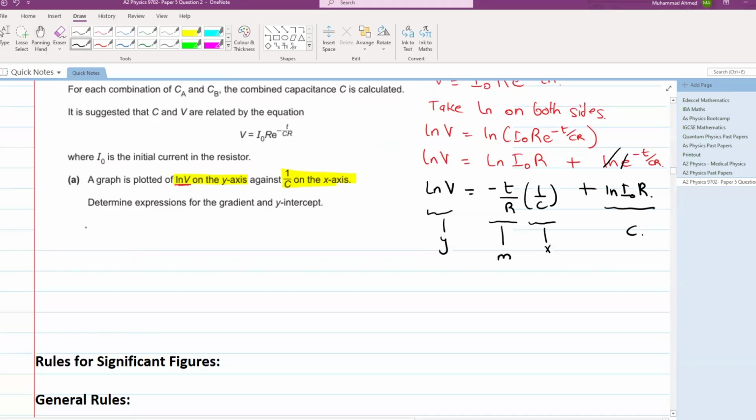So you can write this here. You can say that the gradient is equal to what? Minus T over R. What is the y-intercept? The y-intercept is equal to ln I naught into R.